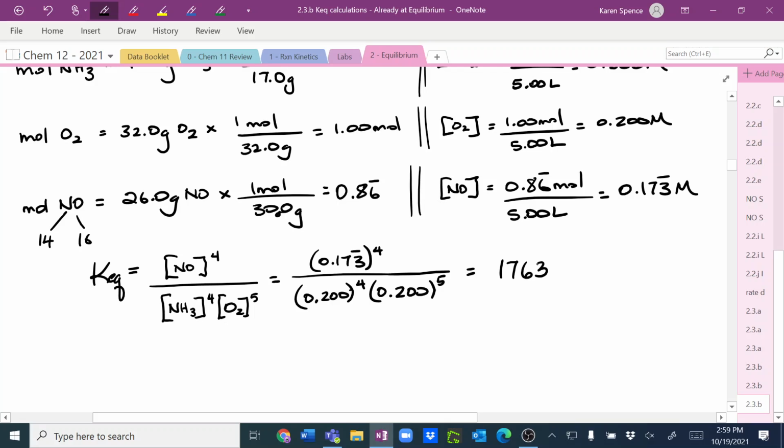Let me know if you get something different than 1,763. Did you get something different? Try plugging it in again. Let me know if you still get something different. This then, of course, would round to how many sig figs? 3 sig figs: 1760, or 1.76 times 10 to the 3.